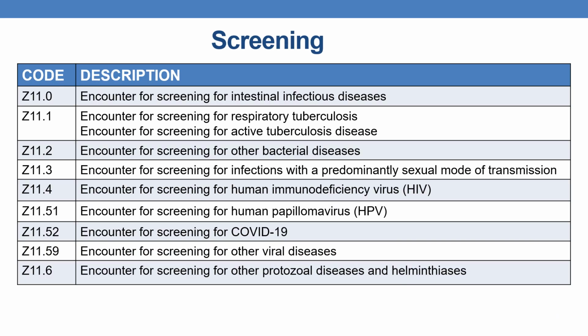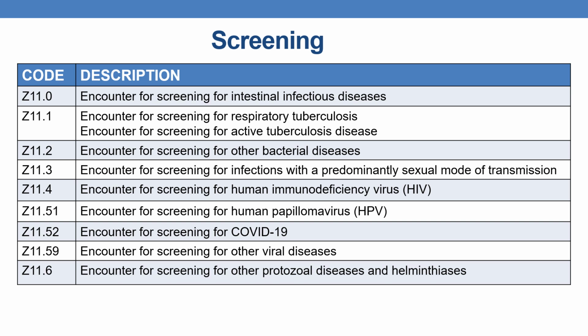Coming to the first code, that is Z11.0. Encounter for screening for intestinal infectious diseases. The next is Z11.1. Encounter for screening for respiratory tuberculosis, or encounter for screening for active tuberculosis disease. The next is Z11.2. It deals with encounter for screening for other bacterial diseases. The next is Z11.3. It deals with encounter for screening for infections with a predominantly sexual mode of transmission. The next is Z11.4. Encounter for screening for human immunodeficiency virus.